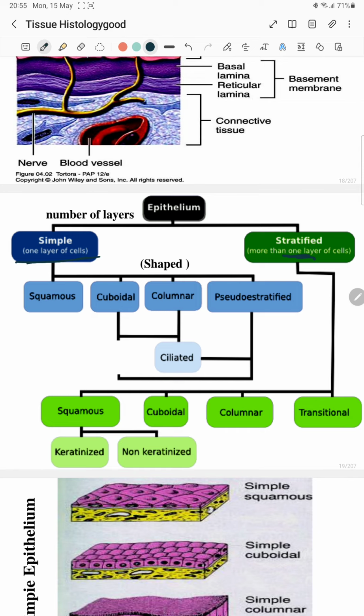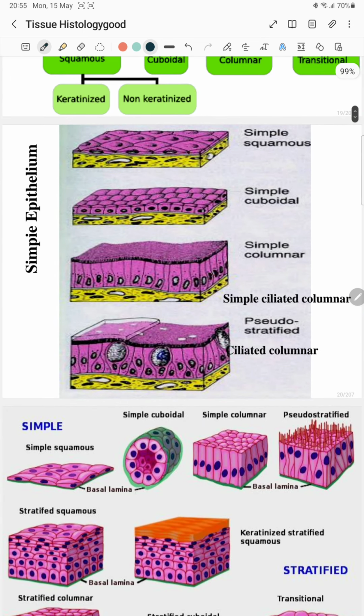So in the simple tissues, the differences are squamous, cuboidal, columnar. Pseudostratified is there, but it is not in the syllabus of class 9. Along with that we'll take the ciliated epithelium. All right, so let us carry forward.